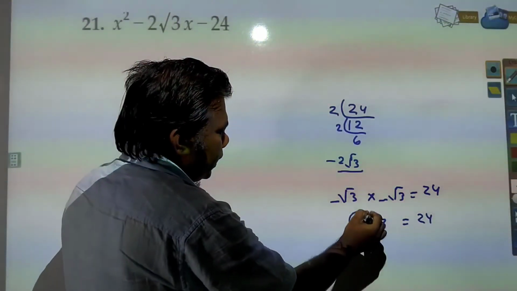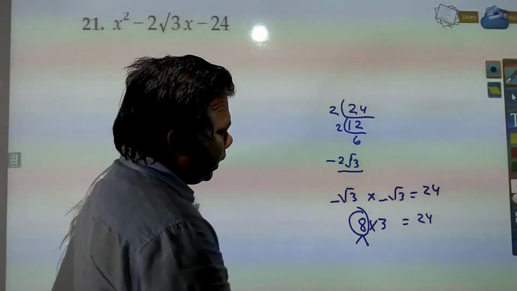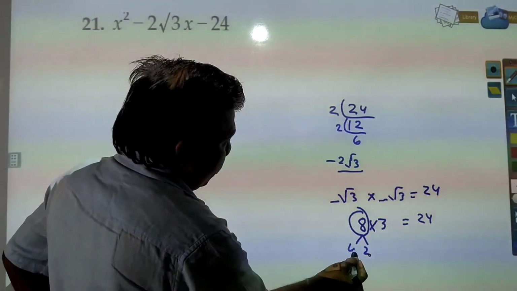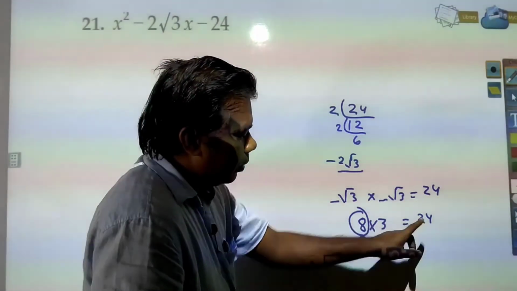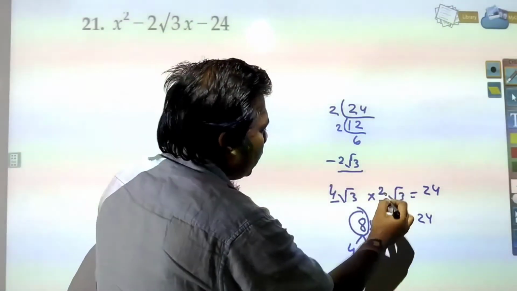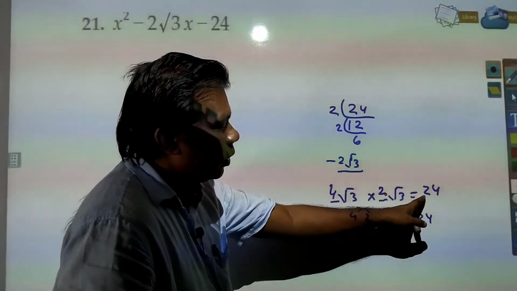Now this 8 is required to be split in two parts. So if we are splitting this, we will get 4 into 2. And if we are multiplying 4 into 2, you will get 8, 8 times 3 is 24. So this 4 root 3 and 2 root 3 we will write. So 4 times 2 is 8 and 8 times 3 is 24.